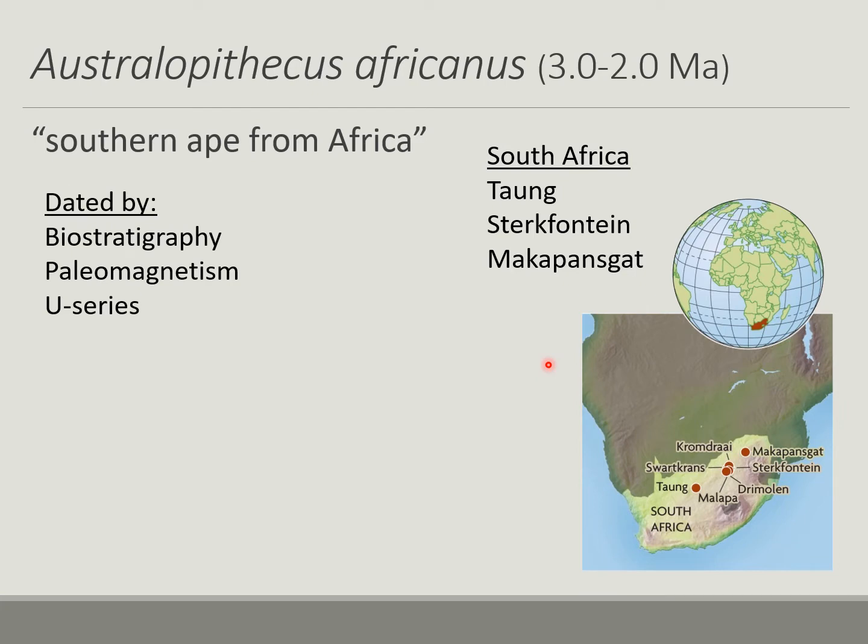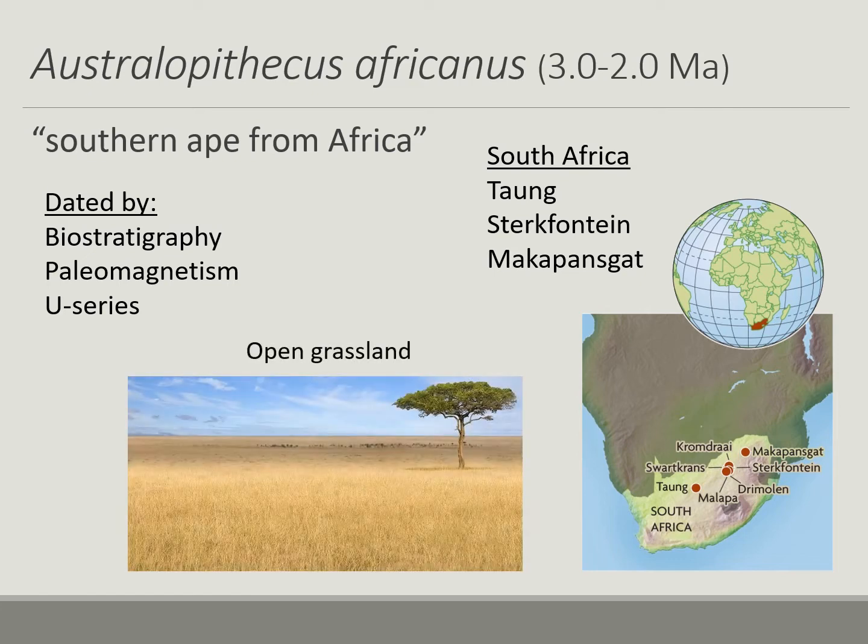And because South Africa isn't volcanically active, there are no ashes that can be dated, so we can't use potassium argon. So we have to use other methods such as biostratigraphy, paleomagnetism, I covered those two, and U-series, uranium series, which is a type of numerical absolute dating technique. I didn't go over it, but it basically follows the same principle as potassium argon, just with different elements and isotopes. And Australopithecus africanus lived in an open grassland.